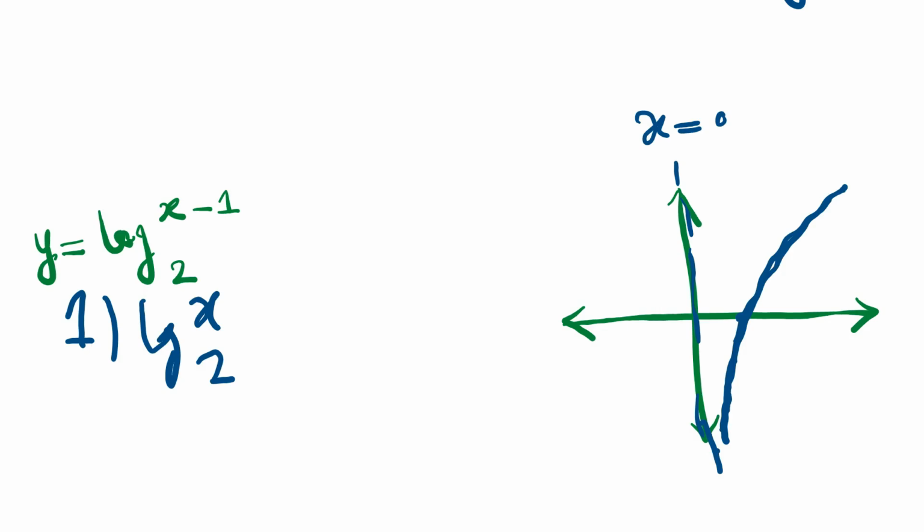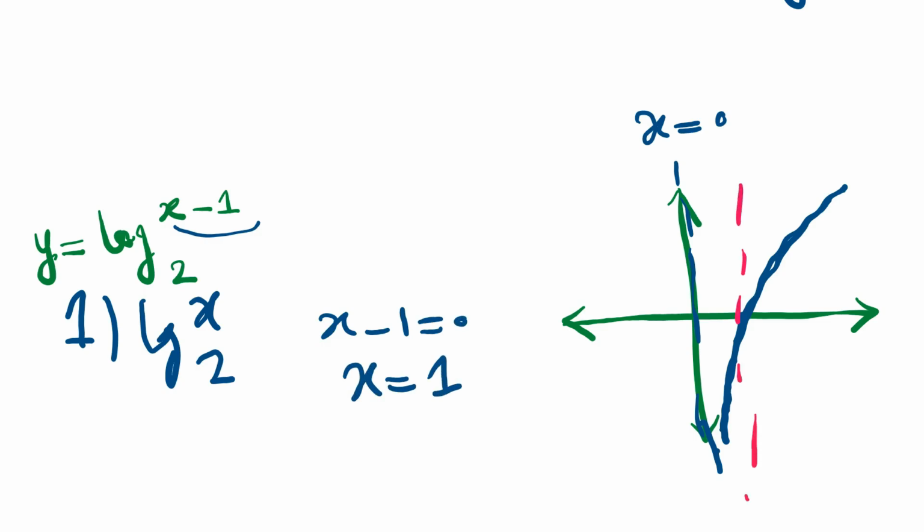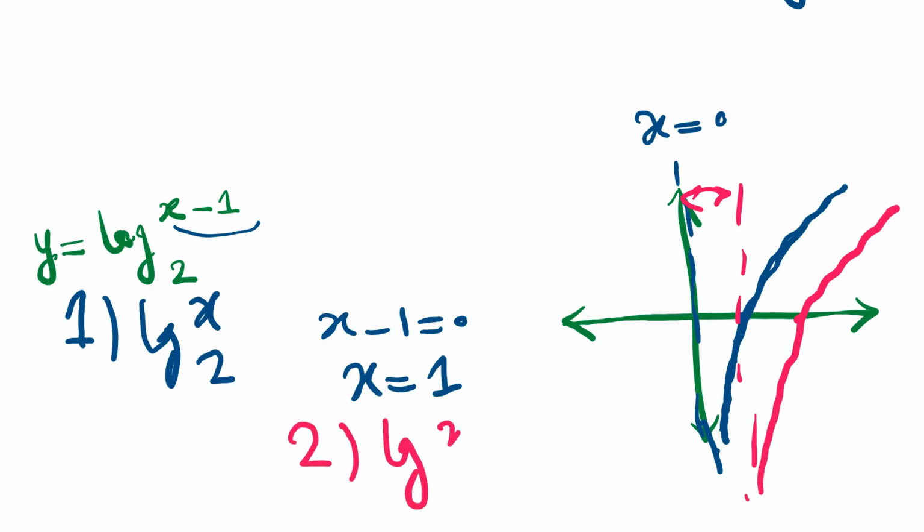Okay, something like this, but if we change it to x minus 1, at the first we put x minus 1 equal to 0 and x equals 1. That is our new asymptote. And you see that it goes one unit to the right, and also we put our graph 1 unit to the right. Therefore this is log of x minus 1 in the base 2.